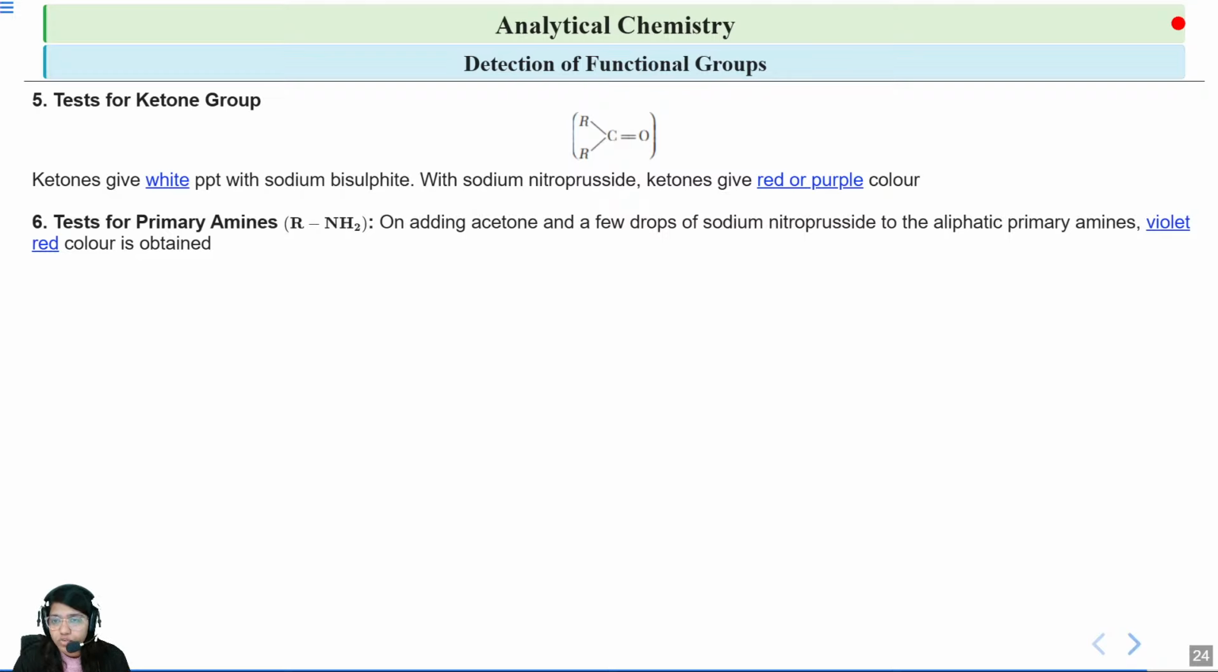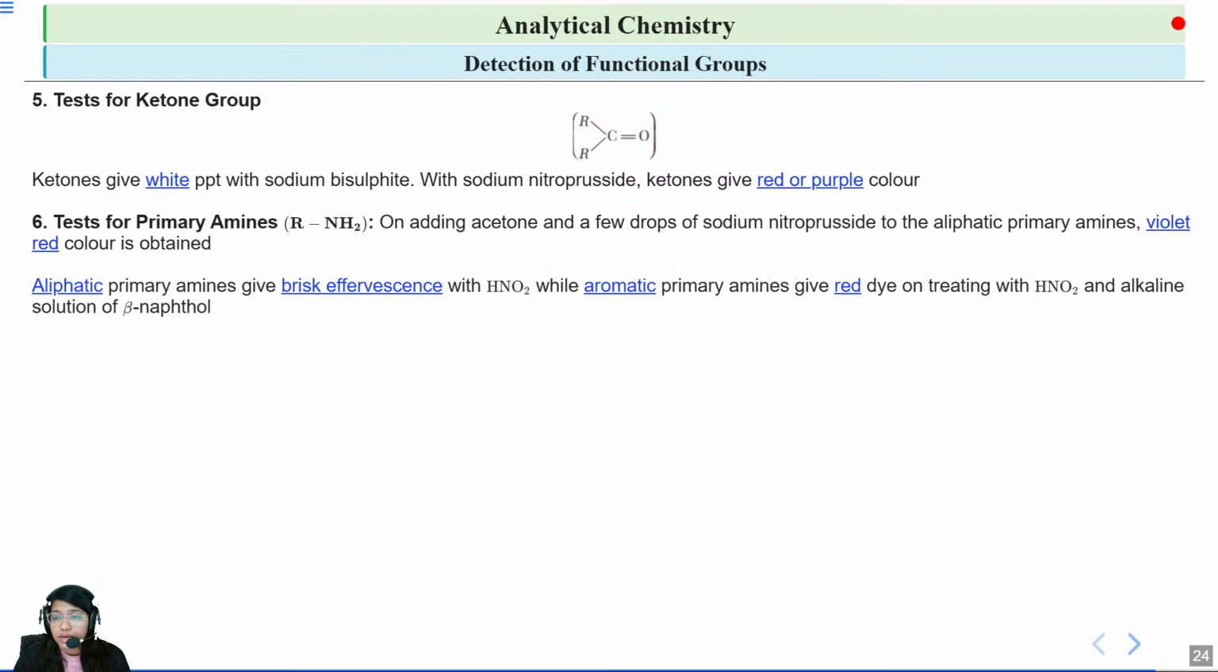Now let's look at the test for the detection of primary amines, RNH2. When acetone and a few drops of sodium nitroprusside are added to aliphatic primary amines, a violet-red color appears. This reaction occurs because aliphatic primary amines form a stable complex with sodium nitroprusside in the presence of acetone, which leads to the characteristic color change.